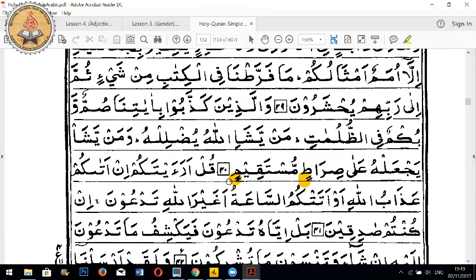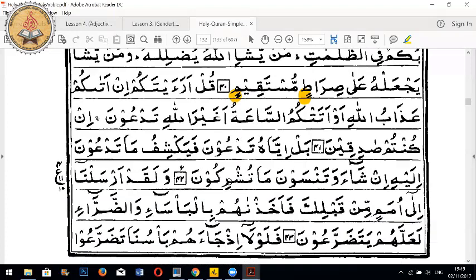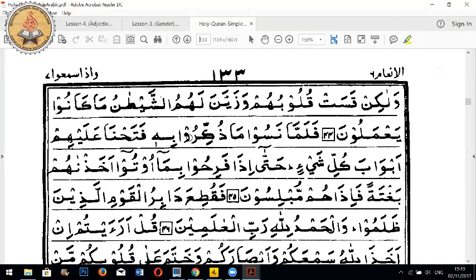Good. Okay, that's good. So can you find another example? Maybe you can choose another page. Okay, you can try the next page. Okay, next page. Okay, good.